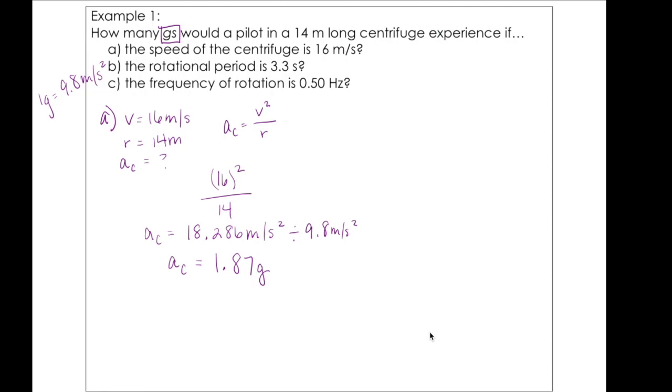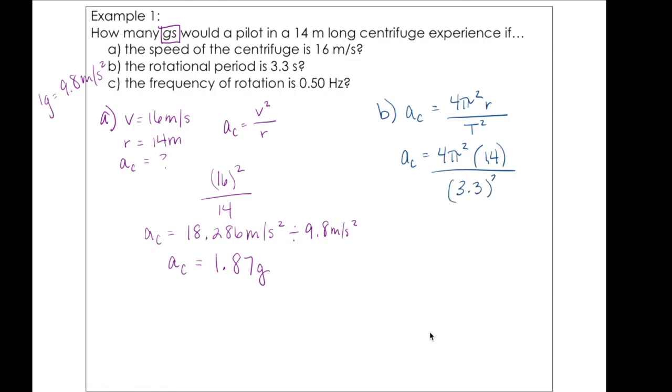Okay, for part B, they give us the period, and so we're going to be using the second derived equation that we found in the last section. So AC equals 4 pi squared R divided by the period squared. And so plugging in the information, AC equals 4 pi squared, our radius was 14, divided by our period, which is 3.3.